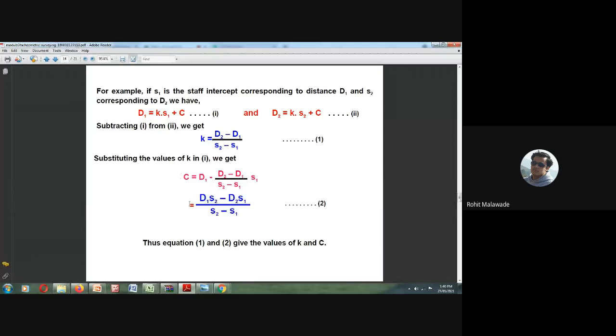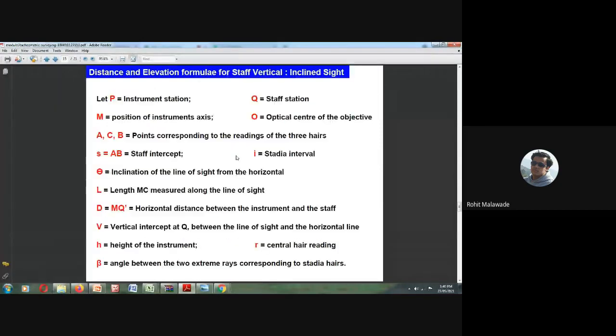We have found out the correction factor C is equal to (D1 S2 minus D2 S1). Then K we have determined by using the formula, right? We will be determining it by using the formula (D2 minus D1) divided by (S2 minus S1). Okay, so this is what we have discussed in the previous class.